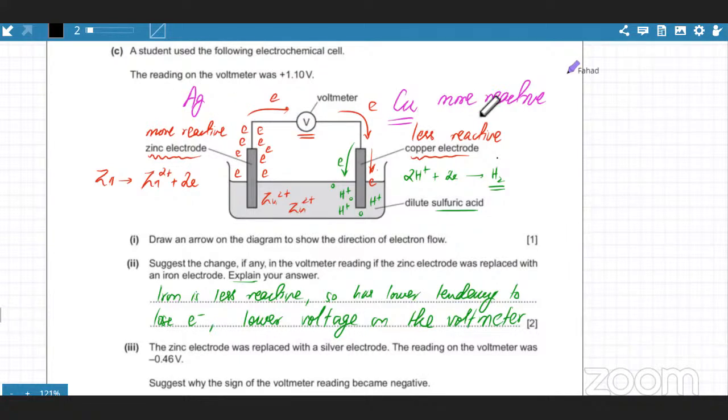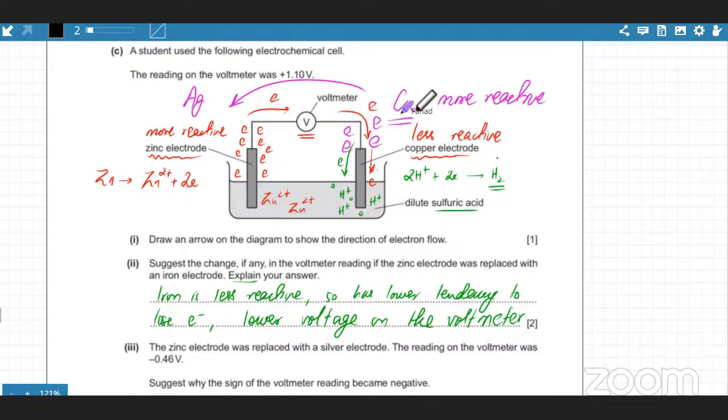So copper is going to have a slightly higher tendency to lose electrons. So it's going to start losing electrons, producing electrons over here, and those electrons would flow to the other side. I mean, this side is going to have slightly more electrons compared to the other side. So focus on the pink, ignore the red working that I did earlier. That was for the previous part. Now I have a copper electrode and I have a silver electrode on the other side. So the flow of electrons is going to be the opposite.